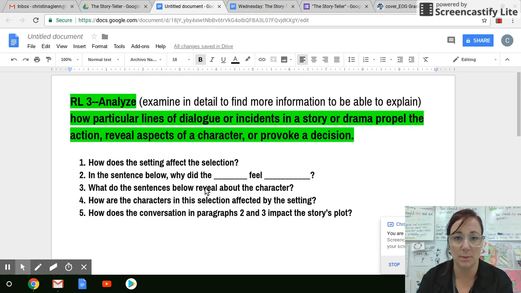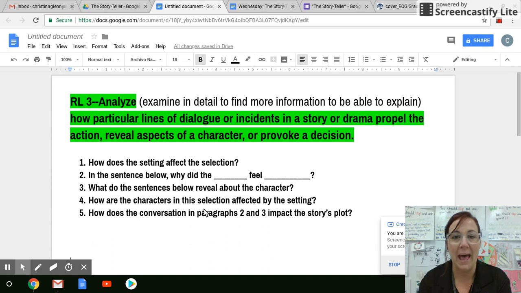Summarize what it's saying, and then decide what's being revealed to the reader because of these lines. Because of these lines. 4, how are the characters in this selection affected by the setting?